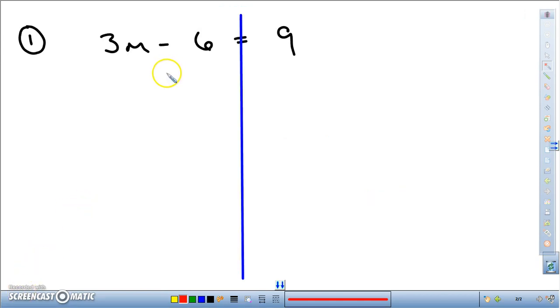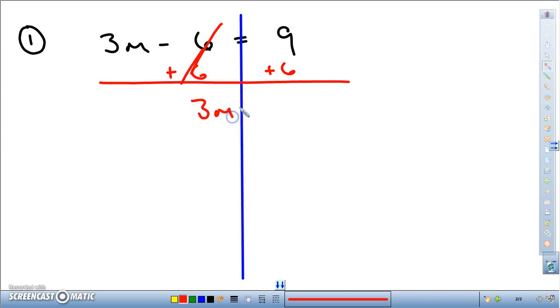All right, this is number 1 on your equation review sheet, and this is just your basic 2-step equation. You only have one variable here. Okay, so I want to isolate the variable term by moving the minus 6 away from it. I do this by adding 6 to both sides here. That's going to go away, and my 3m is going to come down on the left. 9 plus 6 gives me 15 on the right.